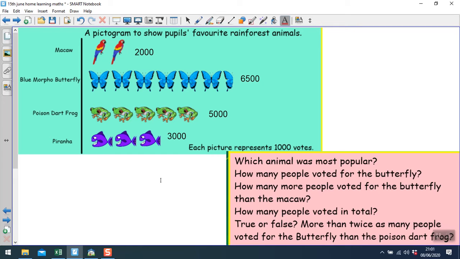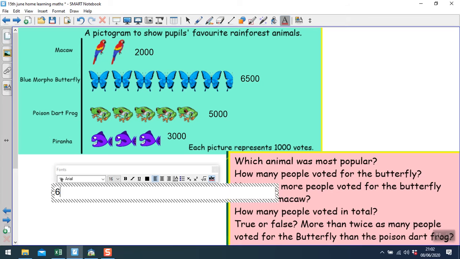So which animal was the most popular? It was the butterfly because it had 6,500 votes. How many people voted for the butterfly? 6,500. How many more people voted for the butterfly than the macaw? Whenever you get a how many more or how many fewer question, it means do a takeaway. So the butterfly is 6,500 and the macaw is 2,000. So 6,500 take away 2,000 equals 4,500.